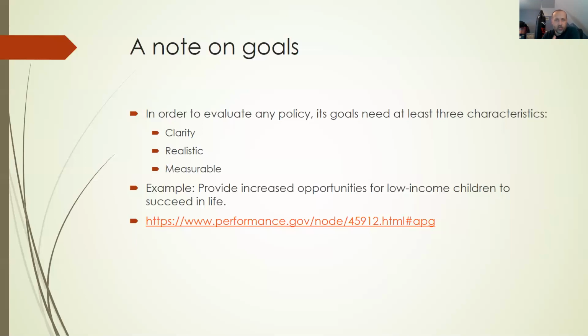So, provide increased opportunities for low income children to succeed in life. And I want you to think about the application of those three characteristics to this goal that I've stated. I'm just going to give you a minute to think about it, or if you want, just go ahead and pause the video, write down some things that maybe jump out at you about this particular example, some things that might be potentially problematic with it.